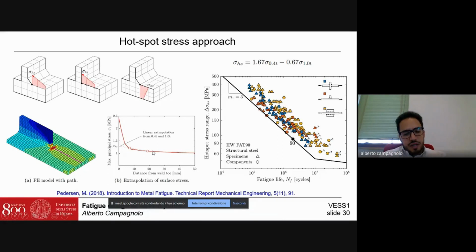Once having the linear stress extrapolated at the surface of the joint, it is important to check that the extrapolation of the hotspot stress catches pretty well the linear trend of the stresses before the weld toe side.